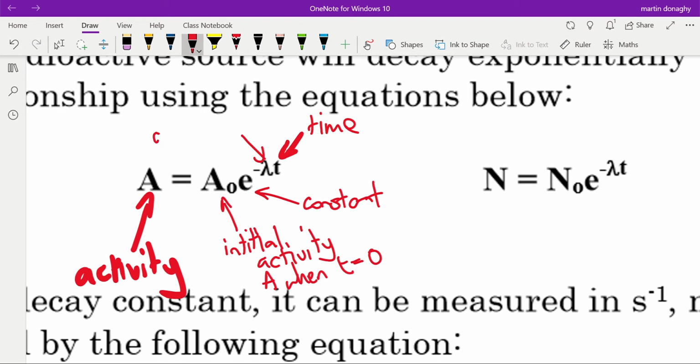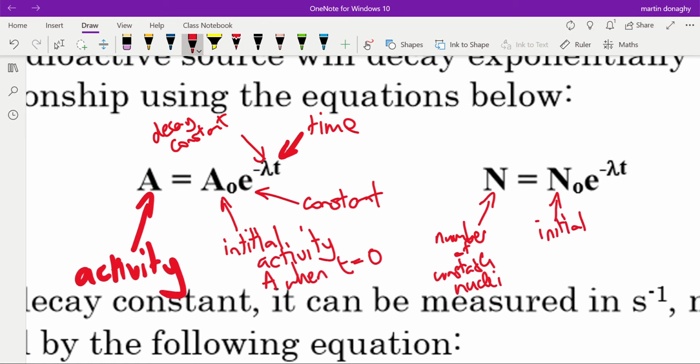And this here then is our decay constant, which is constant for a particular isotope and has a big variation in terms of what values it can have. We'll talk more about that in a little second. If we look at that exact equation, we can repeat it essentially over here, only this is the number of unstable nuclei. This is the initial number at t equals 0, and everything else there is the same. So this is the time, and this is your decay constant.